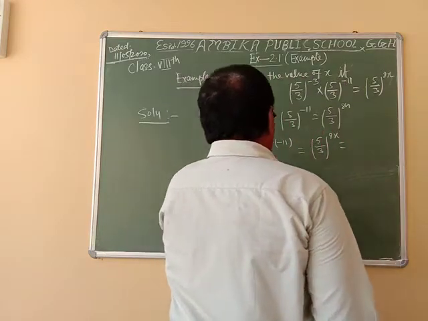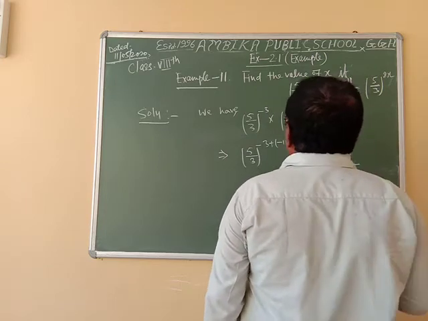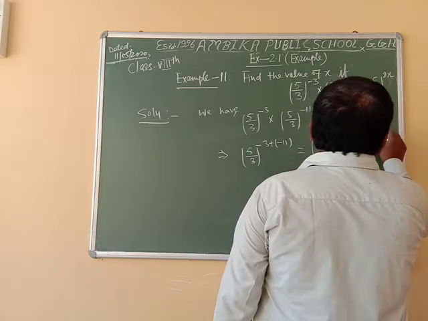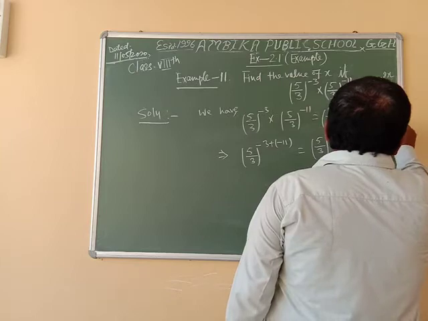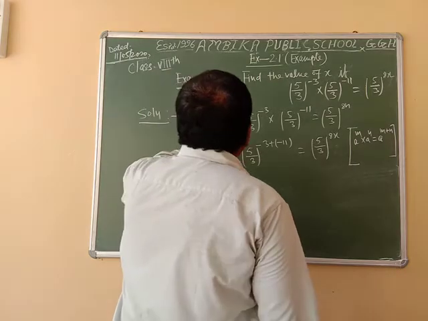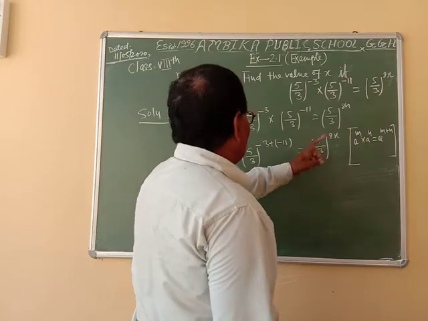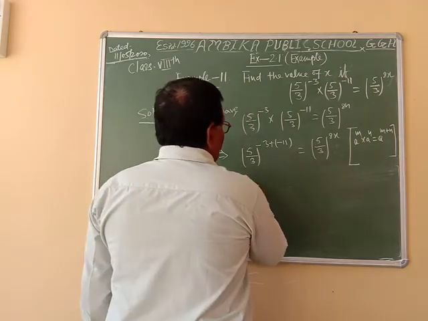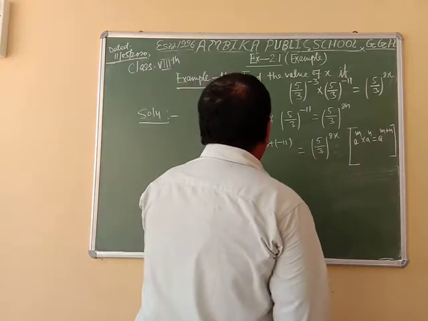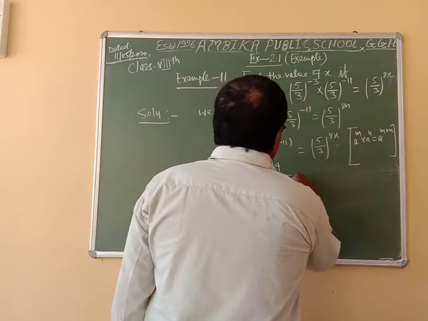I had written a^m into a^n is equal to a^(m+n). So using this formula, you can write the above term in this way: (5/3)^(-3 + (-11)) is equal to (5/3)^(8x). So (5/3)^(-3 + (-11)) is equal to, adding, we get (5/3)^(-14) is equal to (5/3)^(8x).